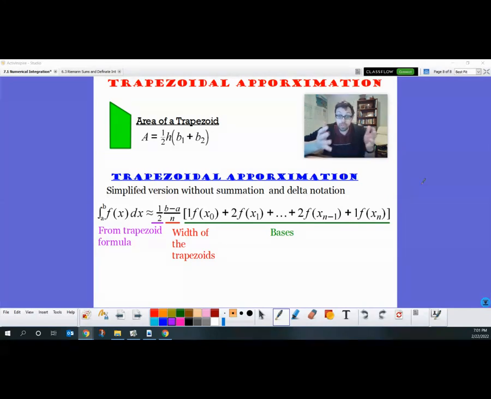When you start evaluating the function all those times, reminder that the first one and the last one have a 1, but every one of the other bases is a 2. But the bases are weird because the bases are going vertically, and your height is actually the width of your trapezoids.